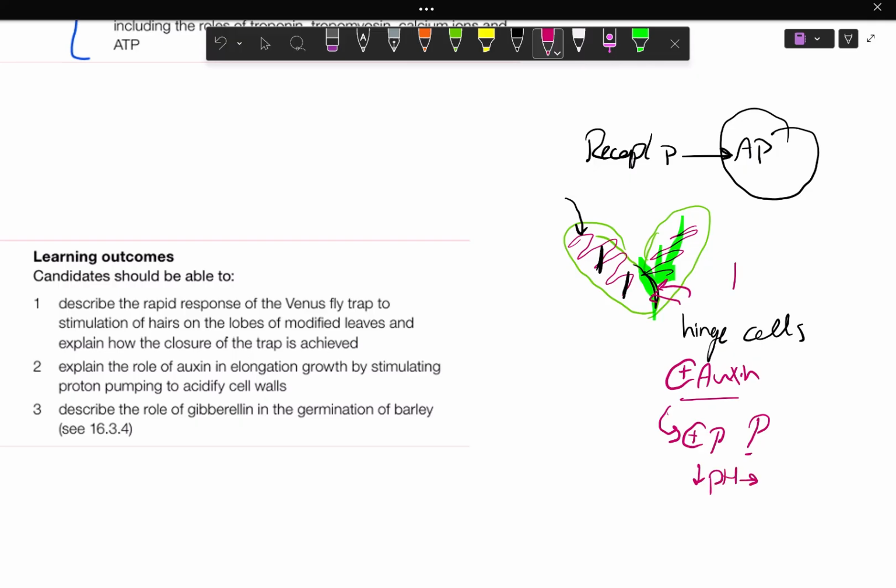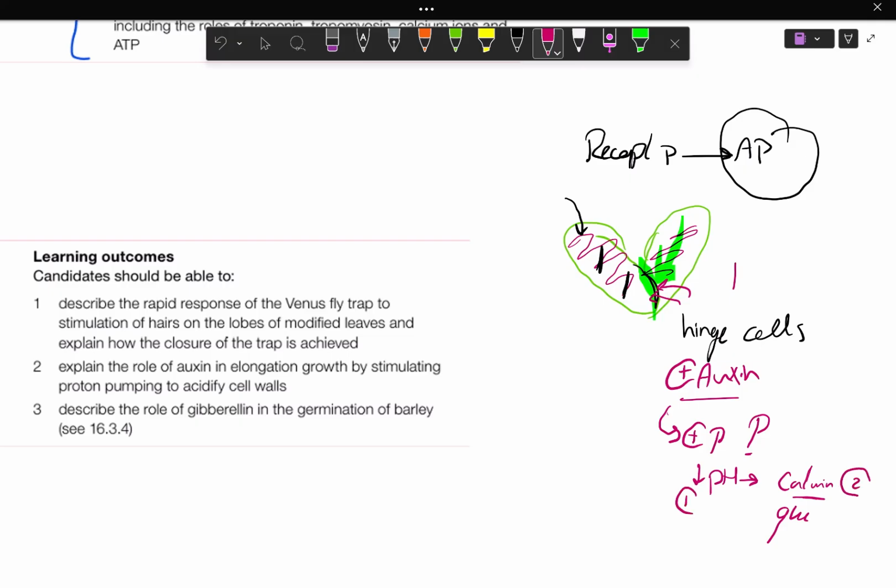This dissolves something called calcium pectate. This is the glue that keeps the hinge cells kind of stuck together. So once this glue is dissolved, it's easy for the cell to expand and become turgid. So this is the first thing, where the glue dissolves.